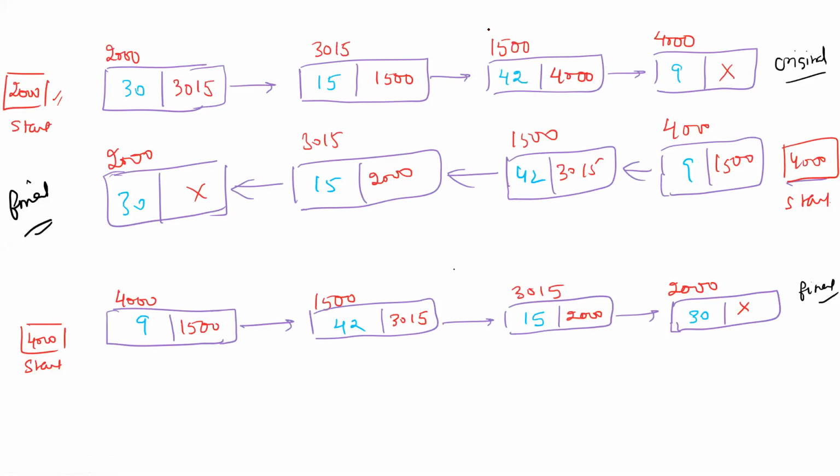2000, 3015, 1500, 4000 addresses. It's the original linked list. Now, when you reverse this linked list, you'll get the reversed pointers like this.